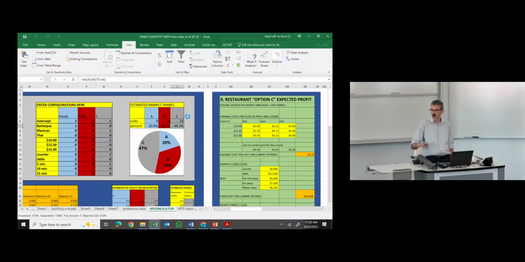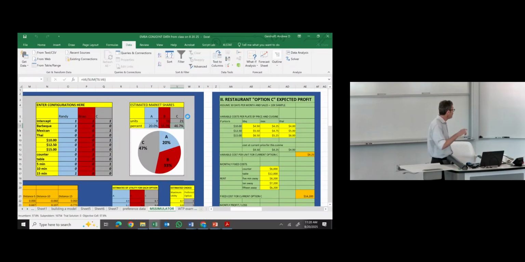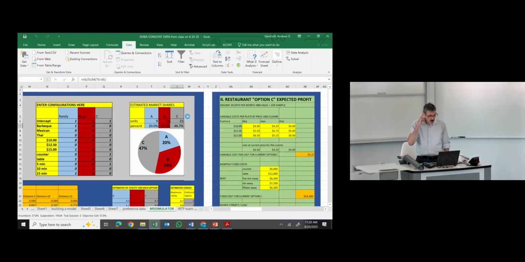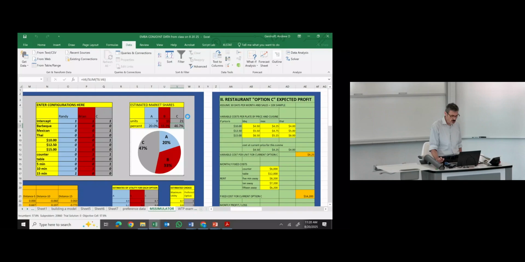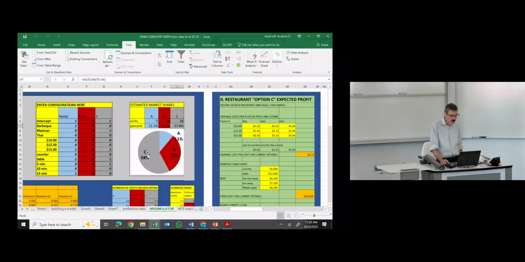Solver's not perfect. It sometimes gets stuck in local maxima or local minima, particularly when it changes multiple variables as opposed to solving for a single variable. But we'll see what it does and see if it gives Evan and me something that will give us more market share. Yeah, so we could actually get 58% market share if we go with Mexican, $15, and here's why.